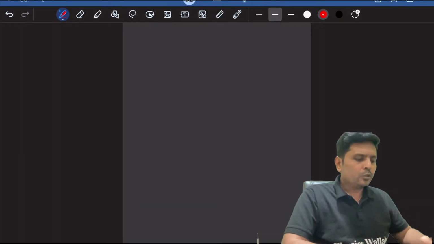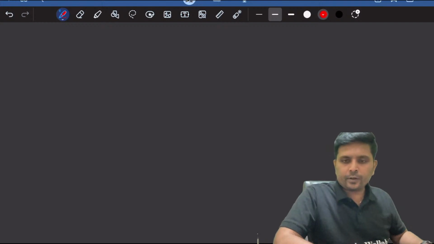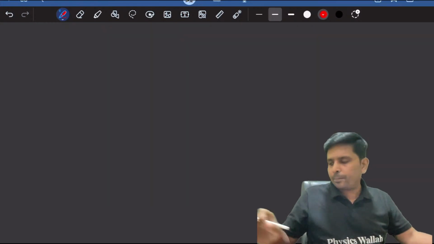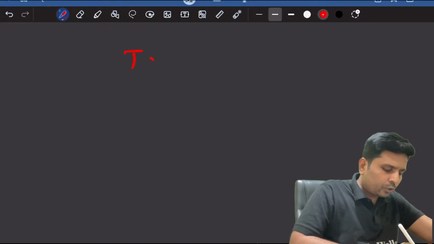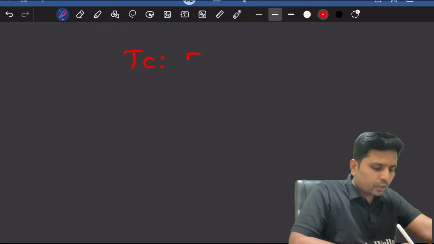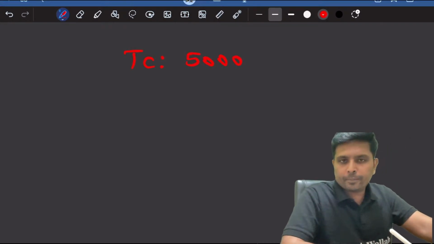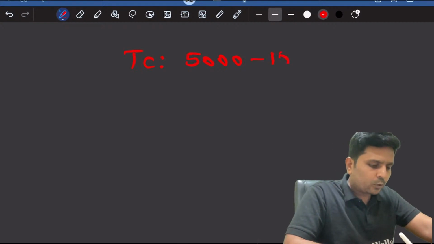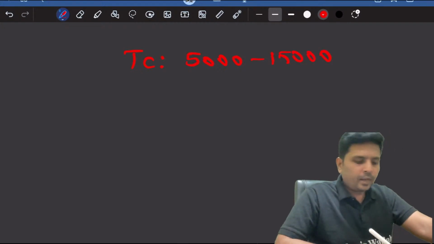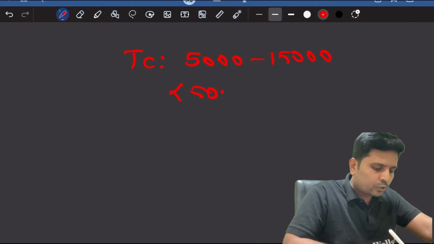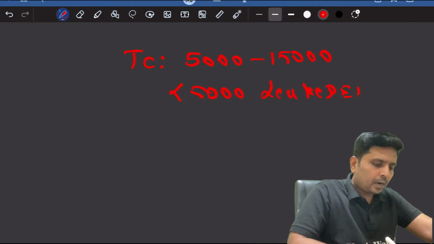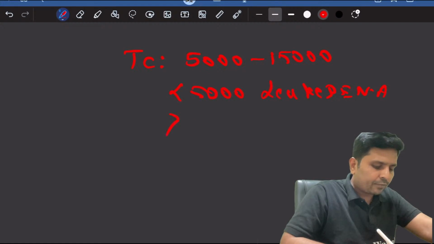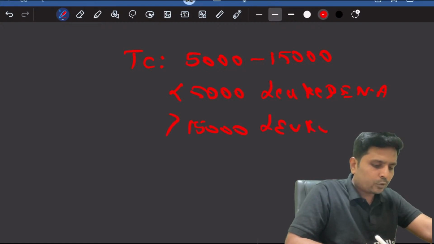Right. Before going to the topic per se, you need to know what the normal total count is. The normal total count for practical purposes is between 5,000 and 15,000. Any count less than 5,000 is called leukopenia, and any count more than 15,000 is called leukocytosis.